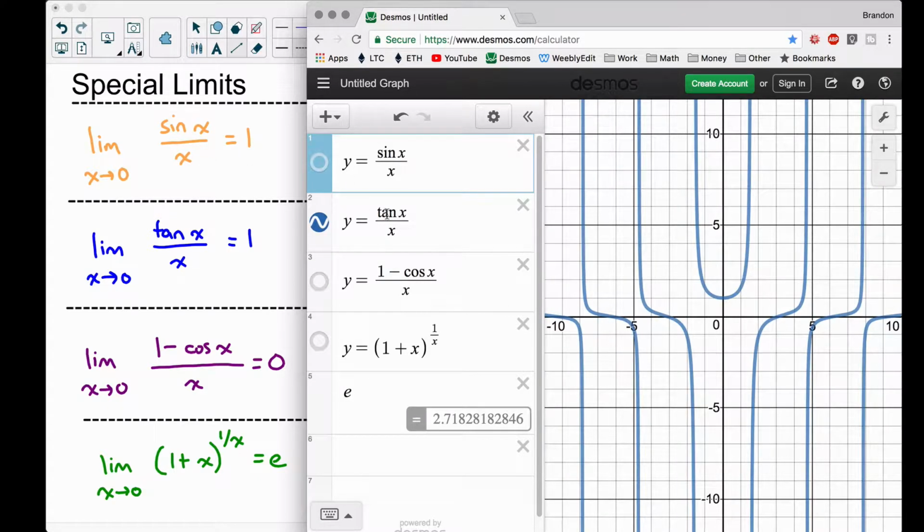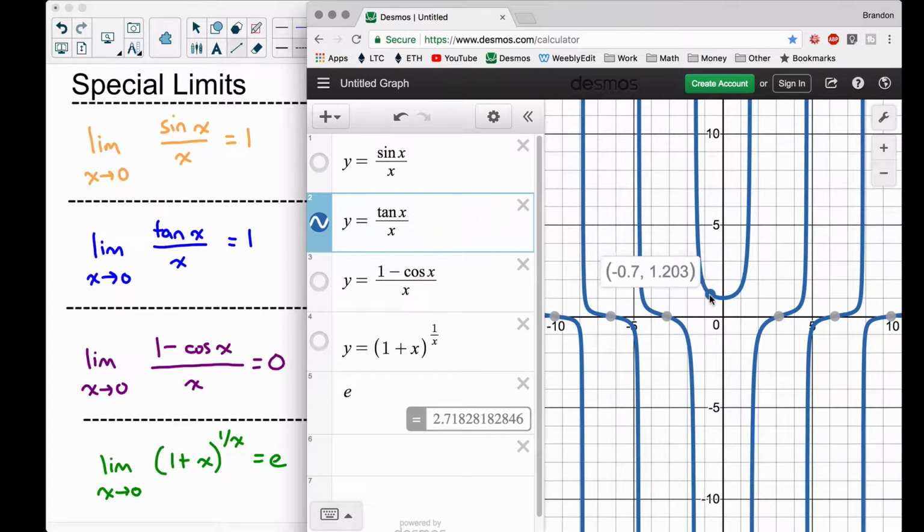For our second example, tangent of x over x, as x gets close to 0, we are also approaching a y value of 1. And notice right there, as we get close to 0, watch the y value is getting closer and closer to 1 as this x value gets closer and closer to 0. And notice once I hit 0, again, we're going to have that undefined piece right there. But as we approach 0 from the right and as we approach 0 from the left, our y value is getting close to 1, hence that special limit right there.